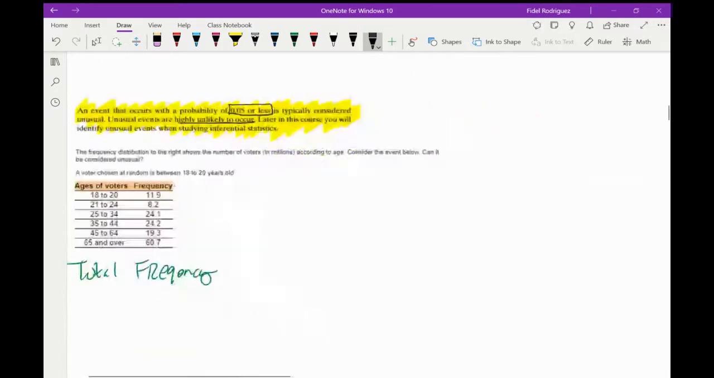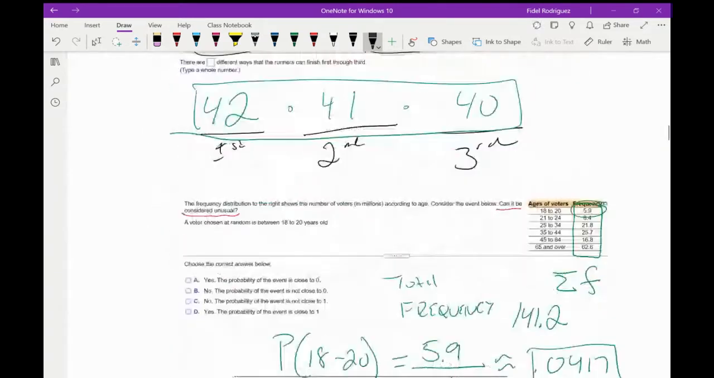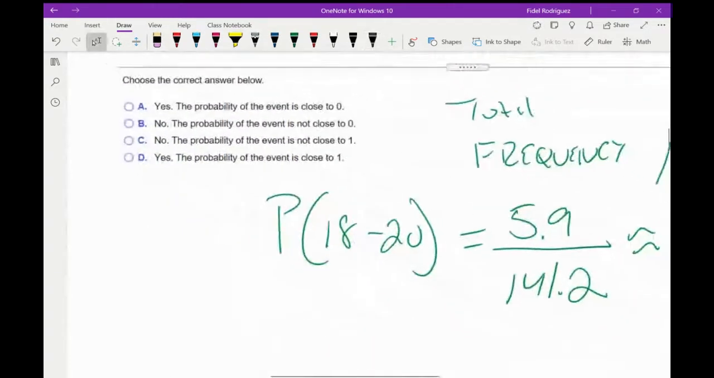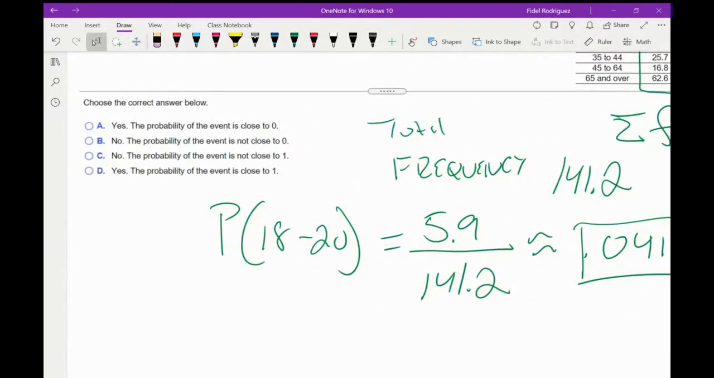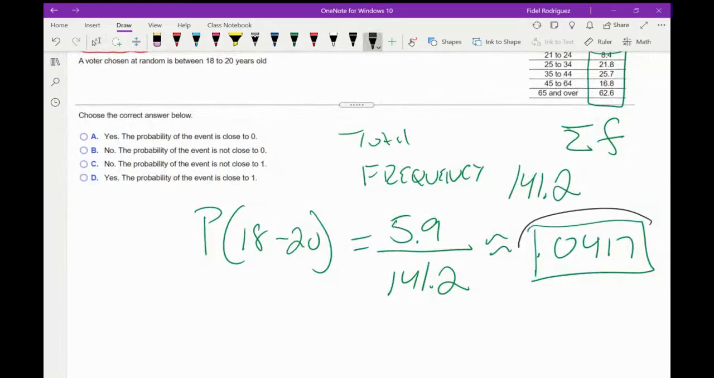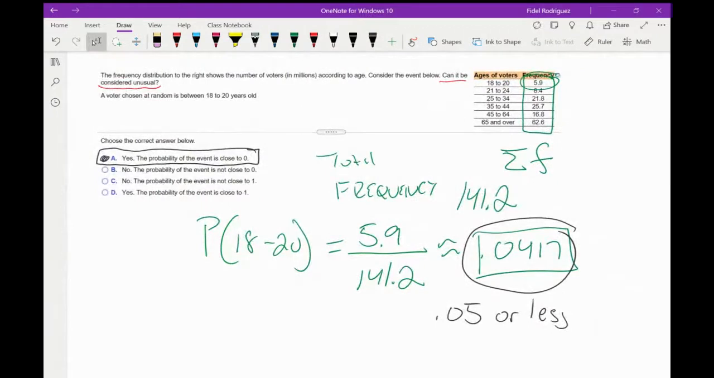Let me look at my problem again and at the number we came up with. This number is 0.05 or less. So we would say yes, because the probability is pretty close to zero. That would be my answer for number 18 out of 3.1.